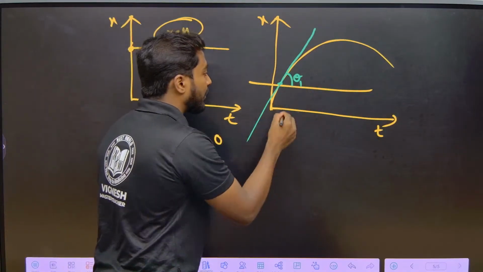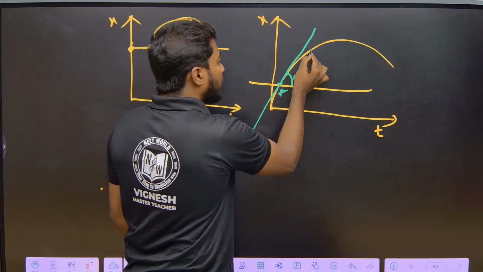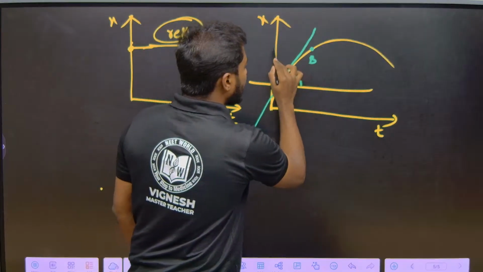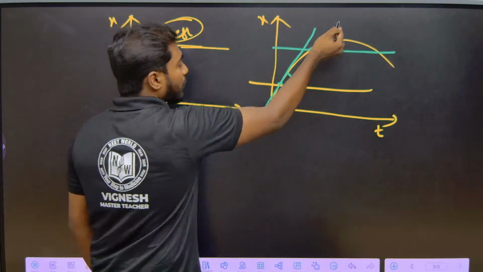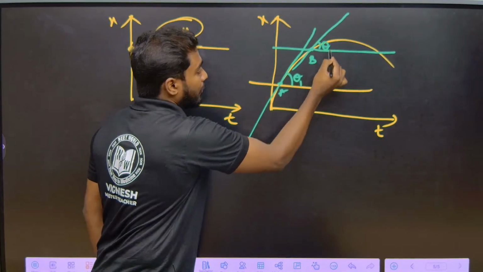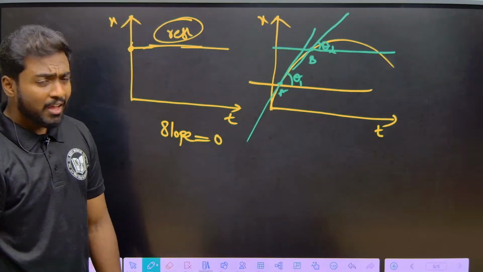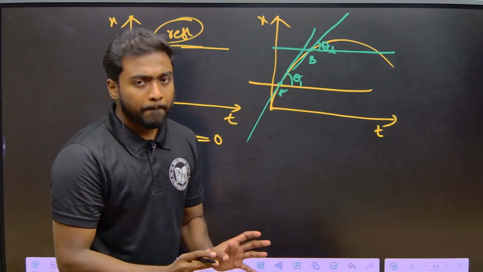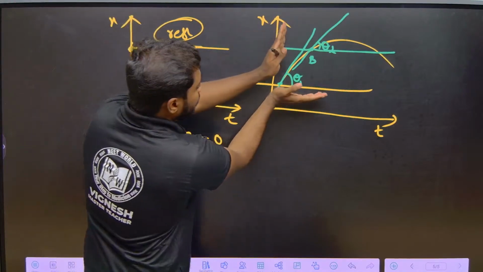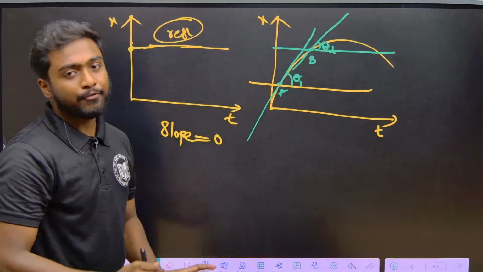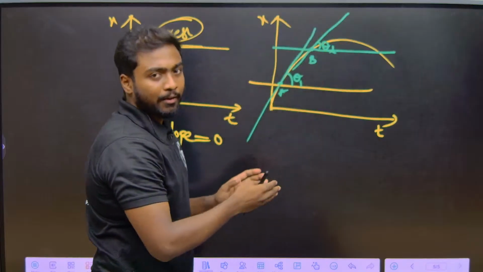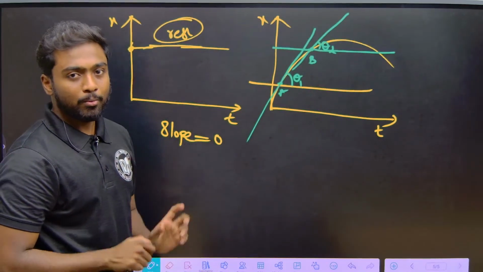So let me consider this is theta 1, this is point A, this is point B. Take a horizontal line, again draw a tangent like this. So this is theta 2. By seeing the image, you can identify whether theta is increasing or decreasing, whether these two look similar or different, whether this angle is bigger or that angle is bigger. I need to analyze it comparatively.